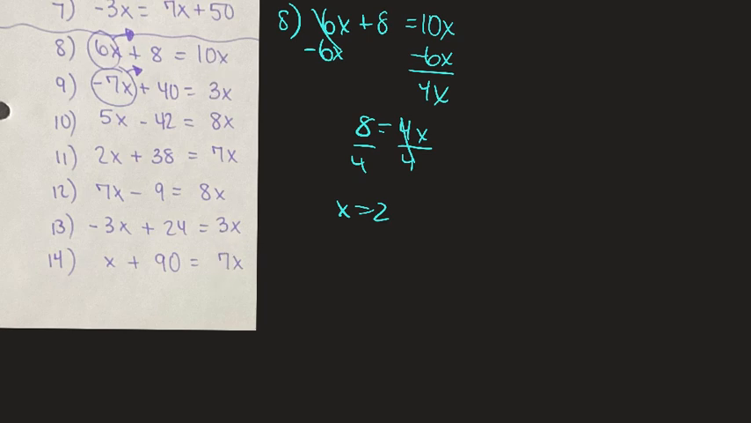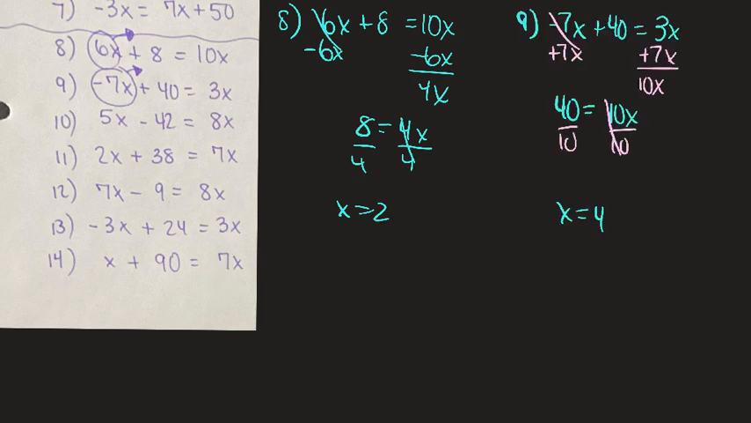Question 9. I'm going to add 7x's to both sides. That gives me 10x. I'm going to divide by 10 on both sides. That means x equals 4.